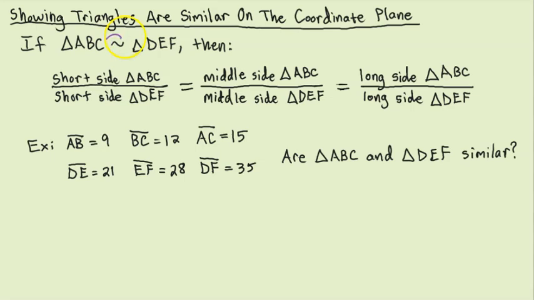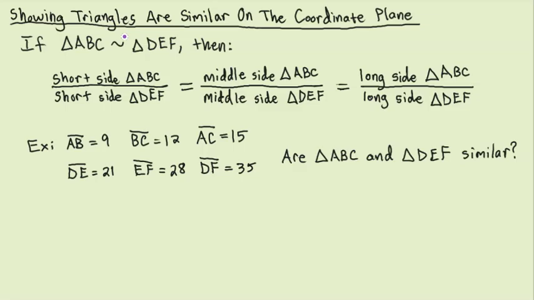This symbol means similar, if you didn't remember that. So if we have two triangles, triangle ABC and triangle DEF, and triangle ABC is similar to triangle DEF, then this will be true. If we divide the short side of triangle ABC by the short side of triangle DEF, and then divide the middle side of ABC by the middle side of DEF, and then divide the long side of ABC by the long side of DEF, we would come up with the same number. So this fraction would be equal to this fraction, and that would be equal to this fraction.